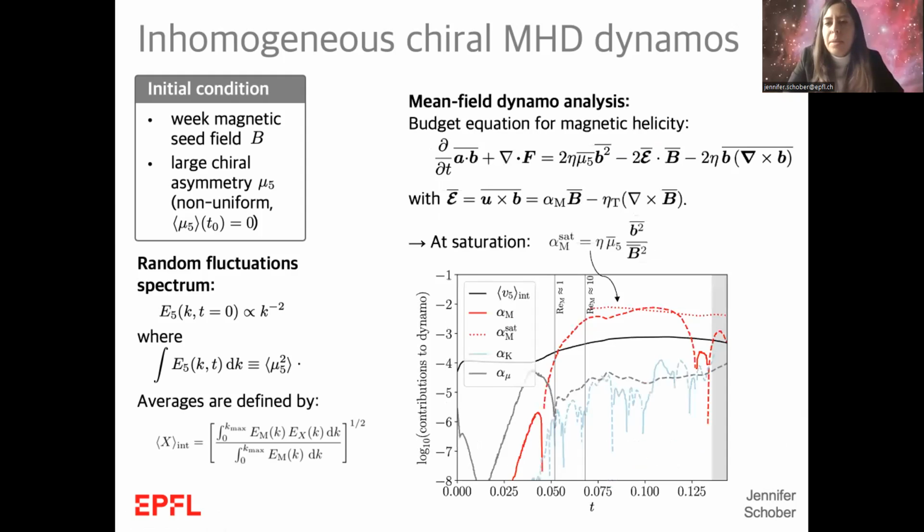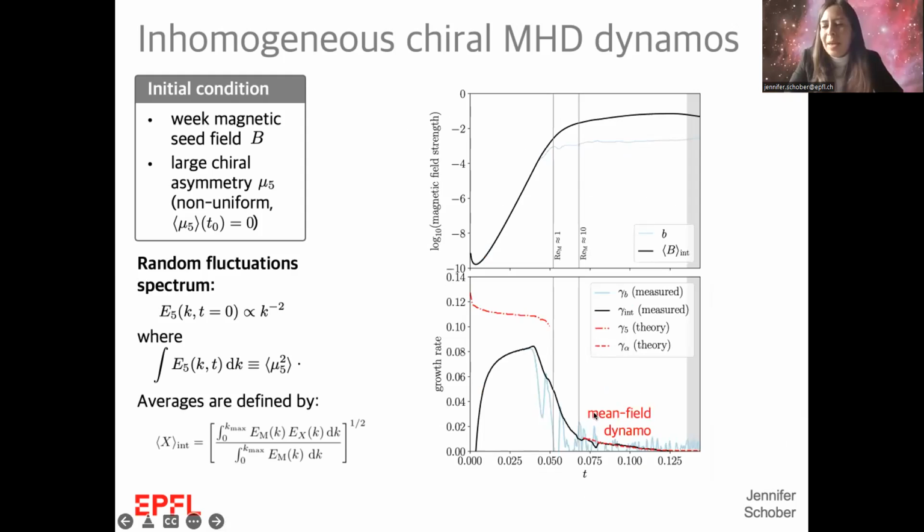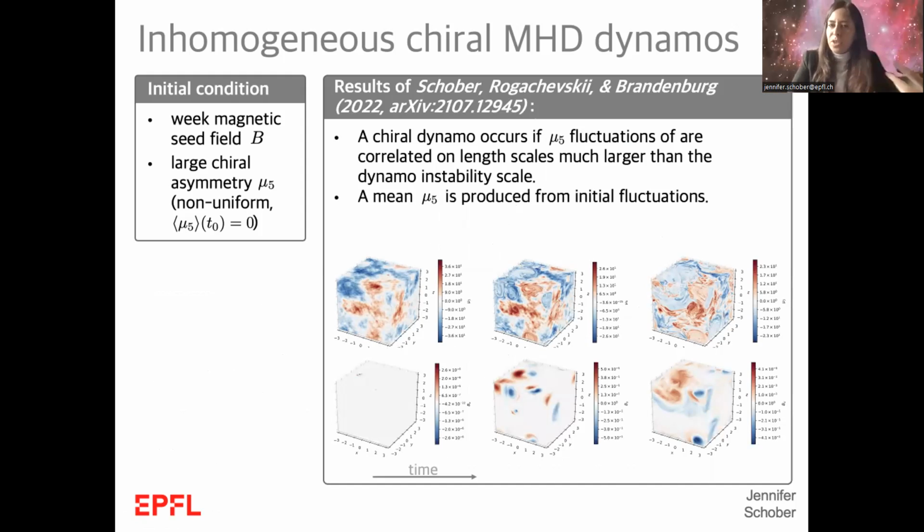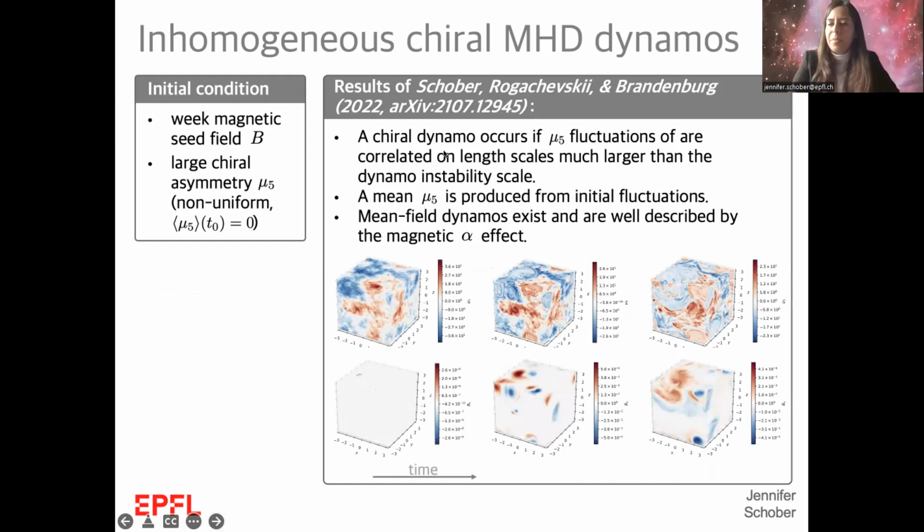And yeah, again, looking at time, I think I should hurry up. We could find that by looking at the different alpha components, in particular the magnetic alpha effect, explained very well this growth rate of the magnetic field at late times. So basically in our new work, we could show that these chiral dynamo instabilities occur also if there are only fluctuations in the chiral chemical potential in the early universe, if these fluctuations are correlated on rather large scales. And in these cases, we can also generate mean fields, and even mean field dynamos exist that can be described by a magnetic alpha effect.